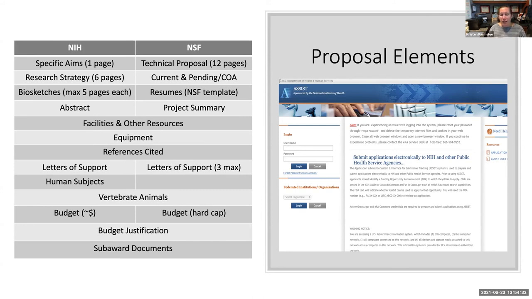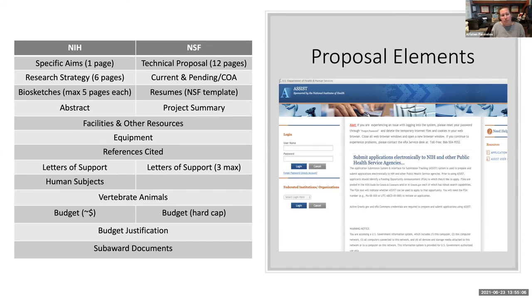And I can guarantee you that if you submit a proposal without any references cited, it will not be funded. You need to think about who your audience is here and who's reviewing your proposal. And they are people who publish, and they take their clues from the published literature. So you need to cite published literature. Letters of support are super important. Depending on which agency, there's different rules. NSF has a max of 3, NIH doesn't have a max.